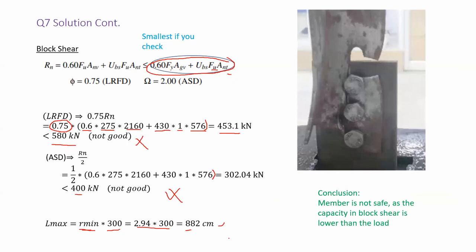Now, if we think about how the block shear would happen, if we take a look at this photo in here, we have an L section that is connected by 3 bolts, similar to what we have. And this is what the failure would actually look like. So this is the case for the block shear. Notice that this part was in tension and this part was in shear. So to conclude, the member is not safe as the capacity in block shear is lower than the load. So that's how we solve this question.